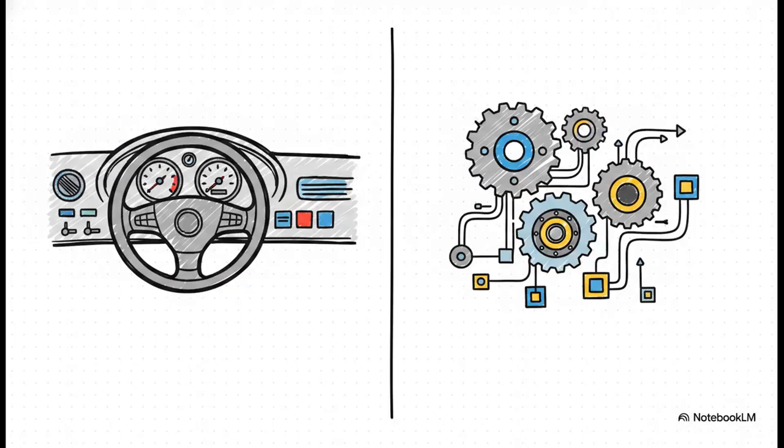Here's a useful analogy. On one side, you've got a familiar car dashboard. Think of tools like Automatic 1111. All the essential controls are right there: tabs, sliders, buttons. It's intuitive, and it gets you where you're going quickly.